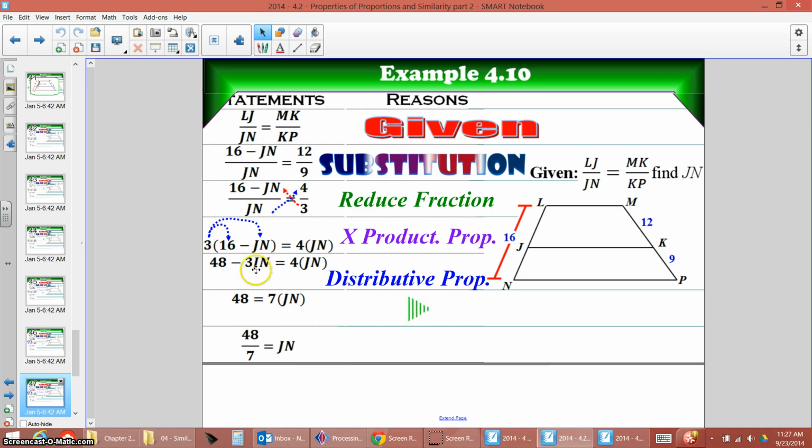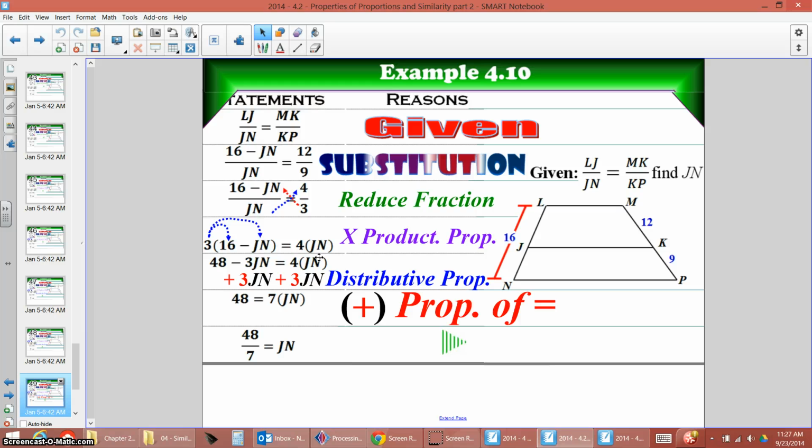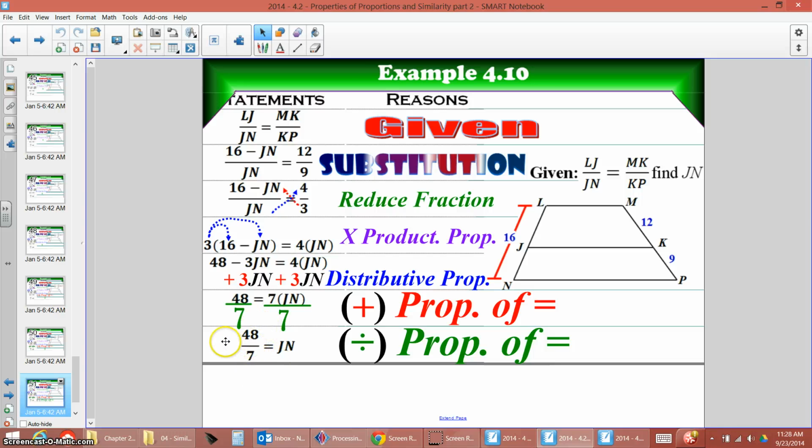Now I've got negative 3 JNs, and 4 JNs. I'm going to add the 3 JNs over to get 7 JN. And now I want to divide by 7 to get JN equals 48/7. Notice that cannot reduce. We cannot make this any smaller than it currently is. So we leave it alone. So JN, this distance, JN, is 48/7.